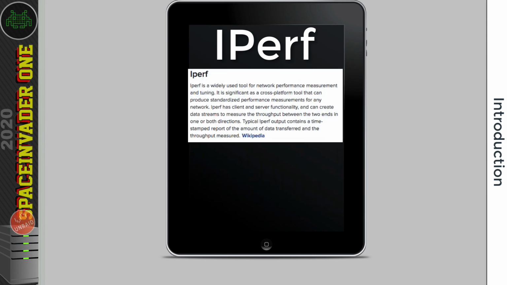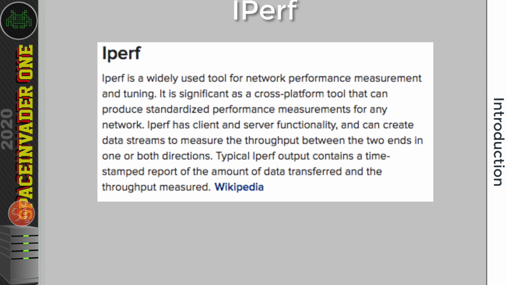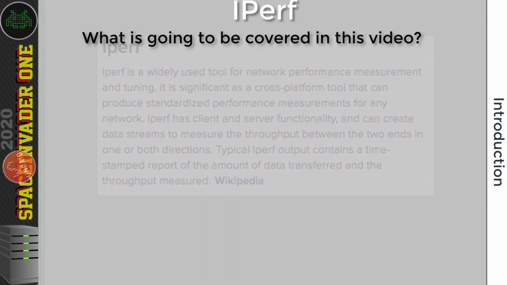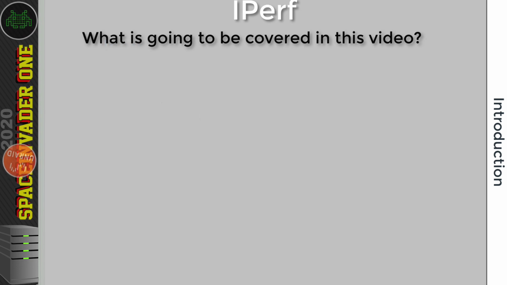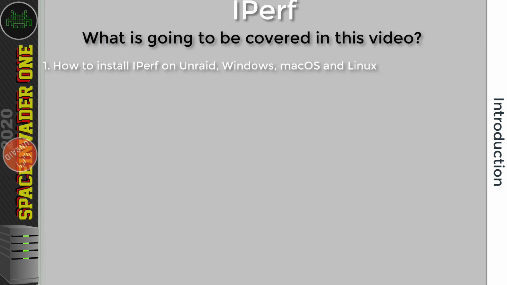So IPerf is a great tool that's used to measure network throughput. It runs in a client-server fashion and is available for a multitude of OSs, being truly cross-platform. So in this video we're going to do a few things. We'll start off looking at how to install it on Unraid, Windows, macOS and Linux.